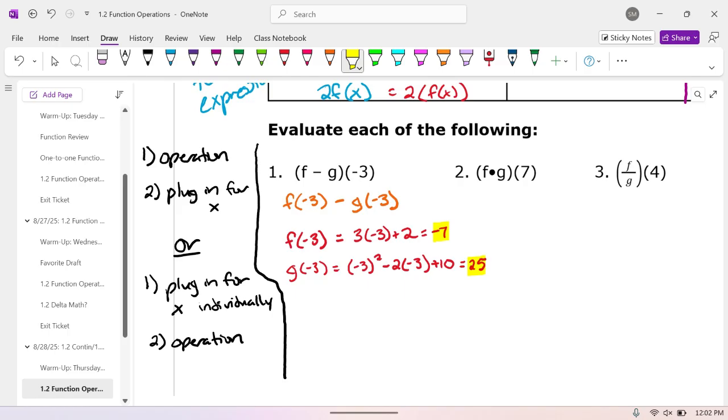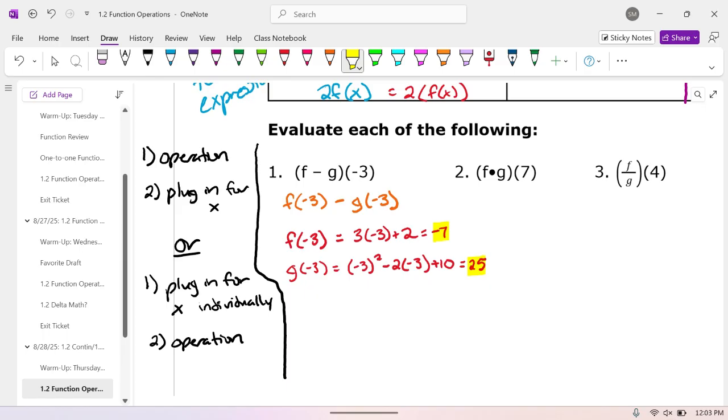You guys should at least have one for F. So raise your hand, or someone raise your hand. Tell me what they got for F of -3. Wait, what did you say? So someone tell me what they got for F of -3. Julian. -7. Good. What'd you guys get for G of -3? 25. Good. So these are the two numbers that I got.